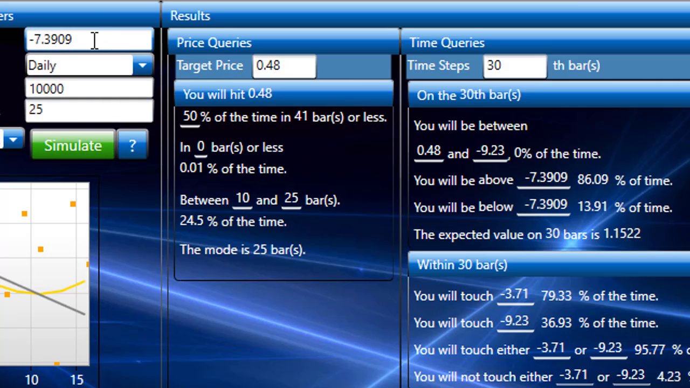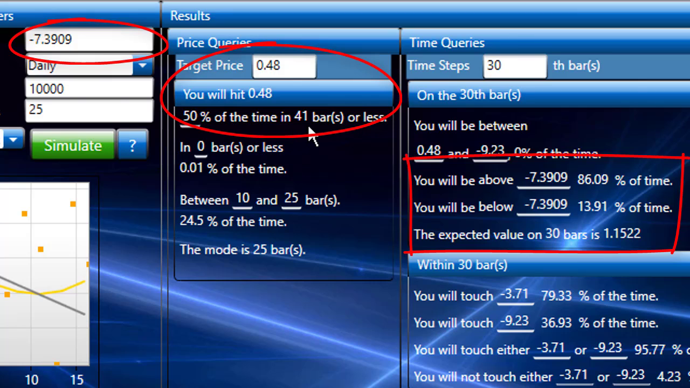So the most recent value is minus 7.39, and it is suggesting that we're going to be above that price 30 days from now, because it's a long, 86% of the time. So that's an adequate number. The expectation value is very strong, so it actually thinks that we're going to do really well in 30 days. Half the time we're going to hit the mean, it says, in 41 bars or less. The mean is clear up at 0.48, and the mode being 25 bars.